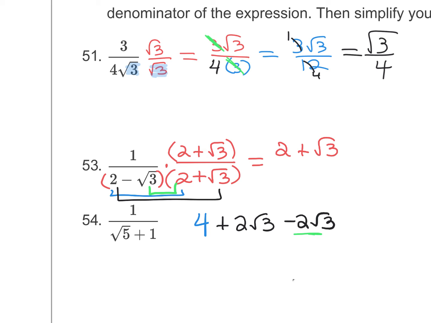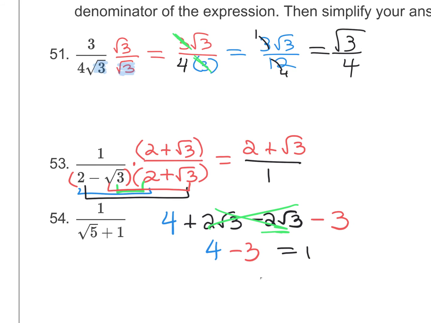And then the last is going to give me a pair of 3's, so negative radical 3 times positive radical 3, the 3 just comes out. Notice this inside and outside canceled. So now I'm just left with doing 4 minus 3, and my denominator is going to equal 1. Now it's not always a 1, you're just doing first and last. So again, anything divided by 1 is itself. So just 2 plus radical 3.